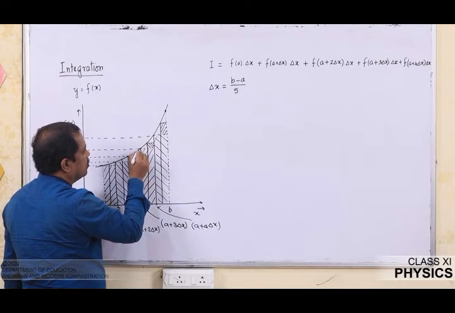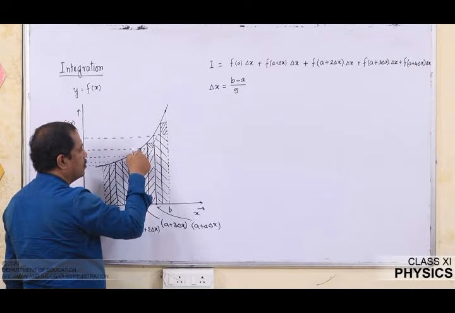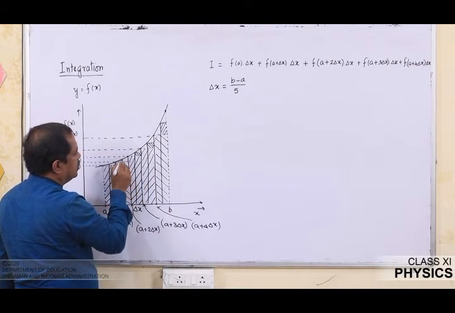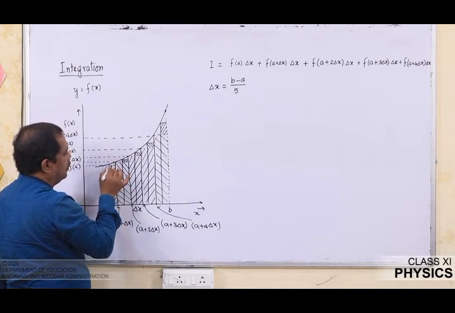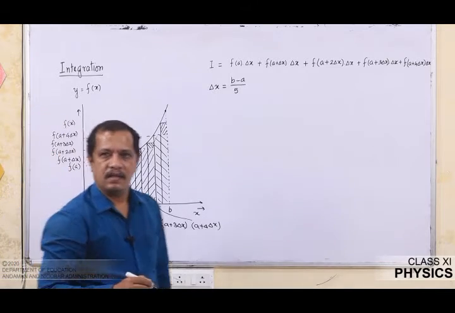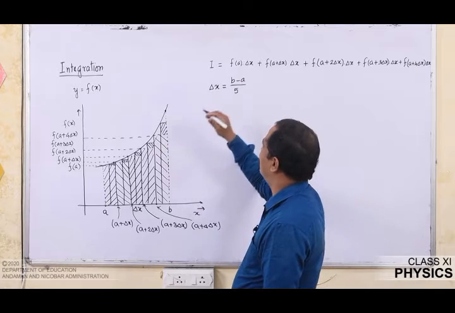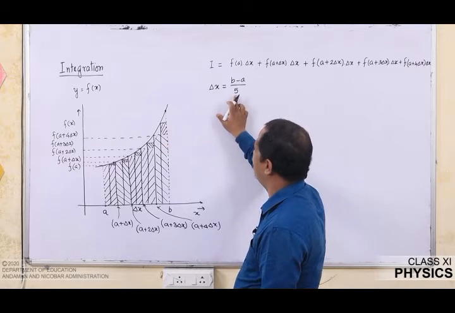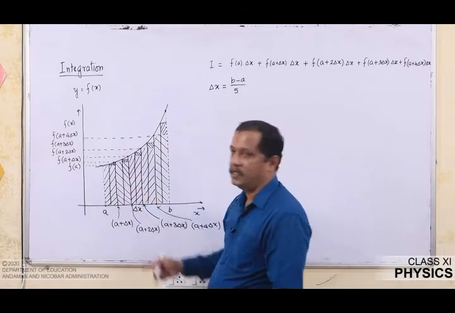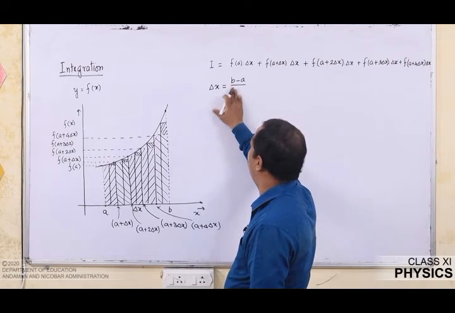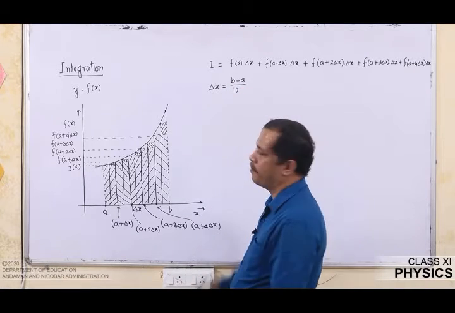Here if I see, this area is included in my calculation, and if I see here, this area is included. That means the amount of area left out has decreased. The amount of area left out has decreased when I increase the number of strips. So this time I have made the strips 10.